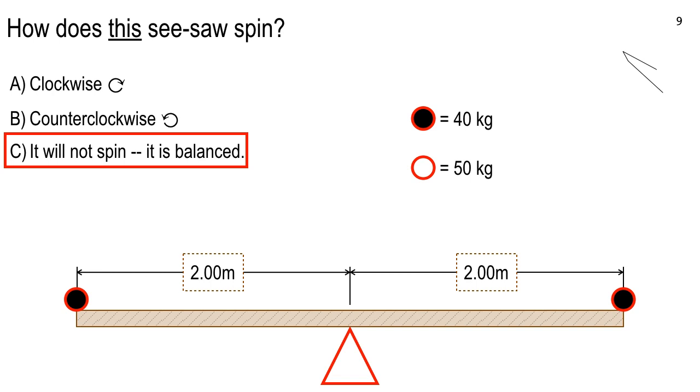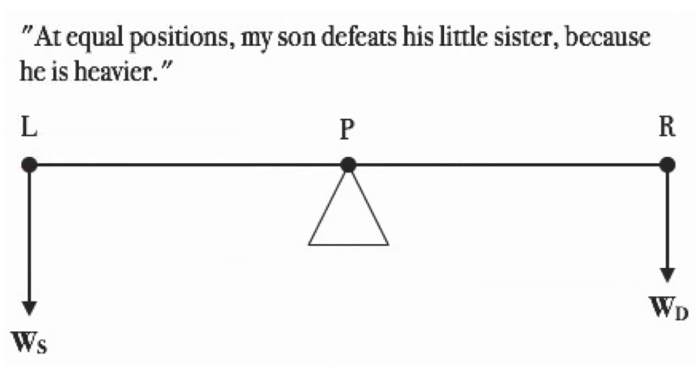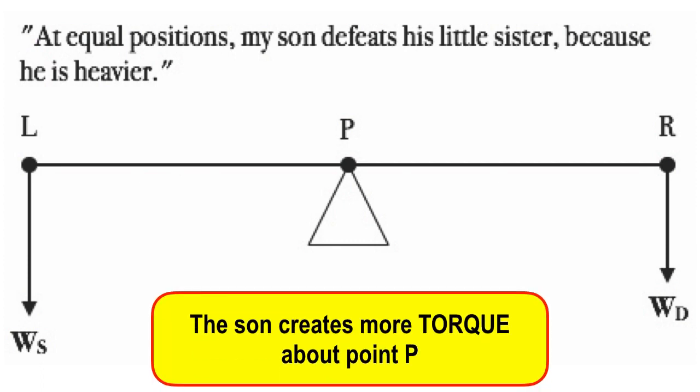Until you redistribute the weight or put some additional weight on one end or something like that. This one's going to be balanced, and that's kind of what we're talking about here. And recall that this diagram here, at equal positions, my son defeats his little sister because he is heavier. That's from the textbook. And what we would say in the physics department, in addition to the conversational sentence at the top, we would say that the son at point L creates more torque about point P.